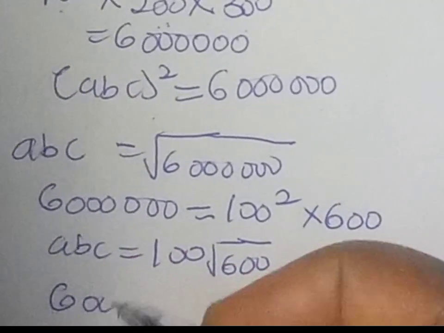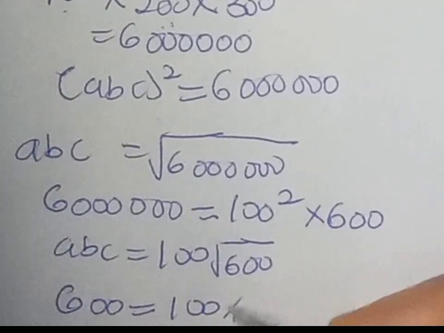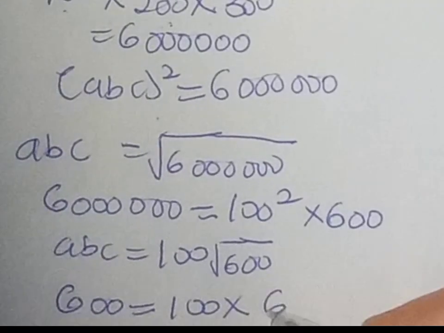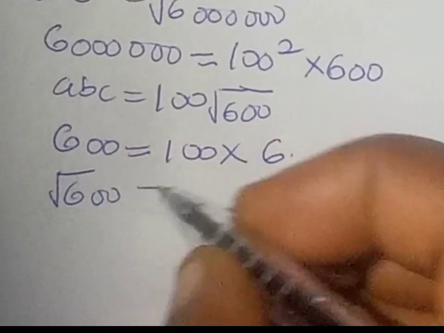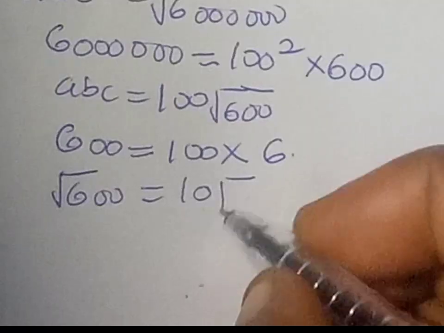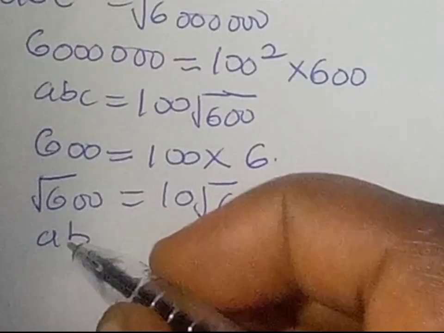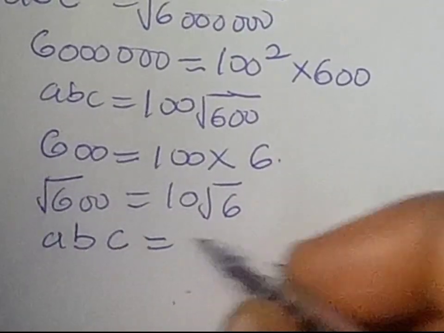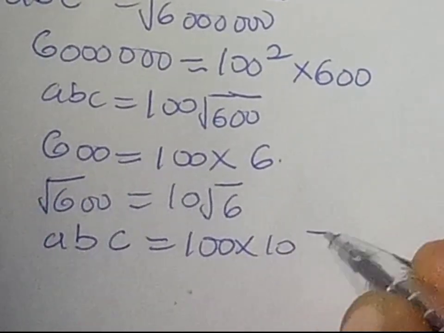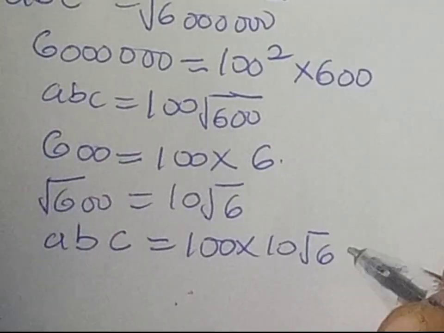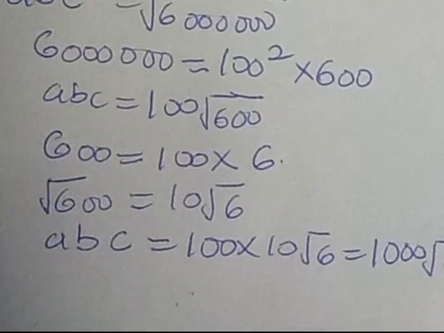Now let's simplify the 600. So 600 equals 100 multiplied by 6. Therefore, our root 600 equals 10 root 6. Hence, ABC equals 100 times 10 root 6, which will give us what? 1000 root 6.